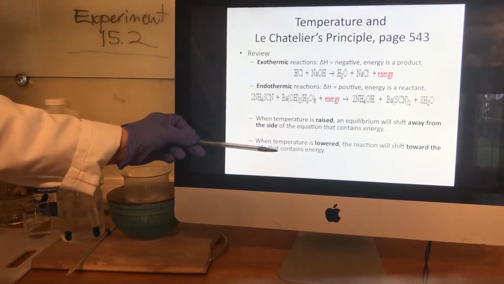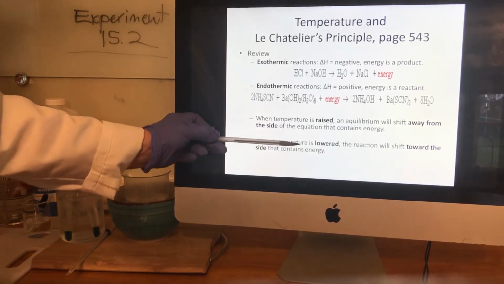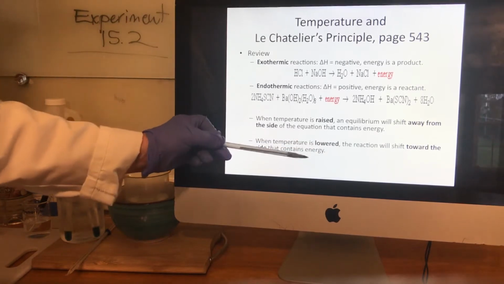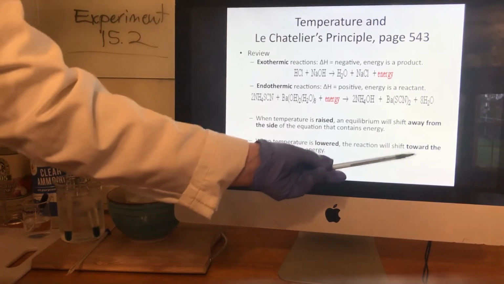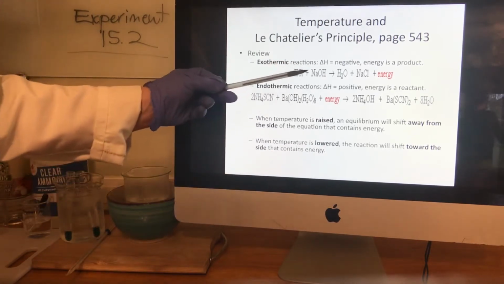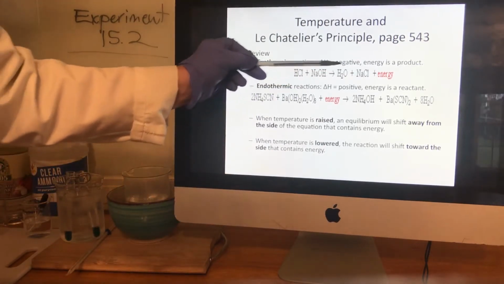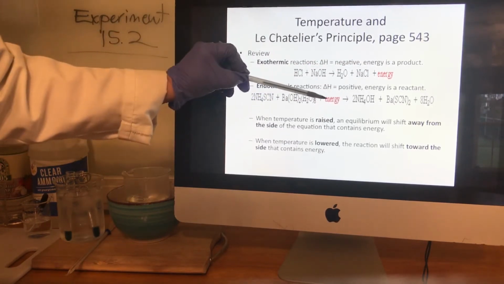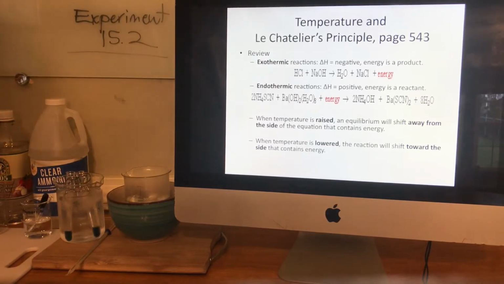Now we have, conversely, if the temperature is lowered, so if we cool down the reaction, then the equilibrium will shift toward the side that contains energy. So if this is all cooled down, the equilibrium will shift this way. And if this is all cooled down, the equilibrium will shift that way.